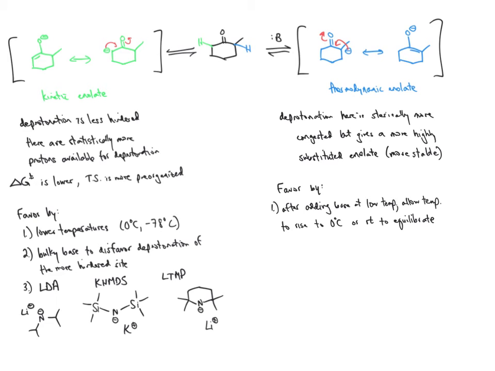And so what's happening here is when you add it at low temperature, you're probably going to form the kinetic enolate first, but as you warm it up, there is an equilibrium between deprotonation to form the kinetic enolate and deprotonation to form the thermodynamic enolate. And now you have enough energy to make that deprotonation at the more sterically hindered site, and so it will equilibrate into the thermodynamic enolate.